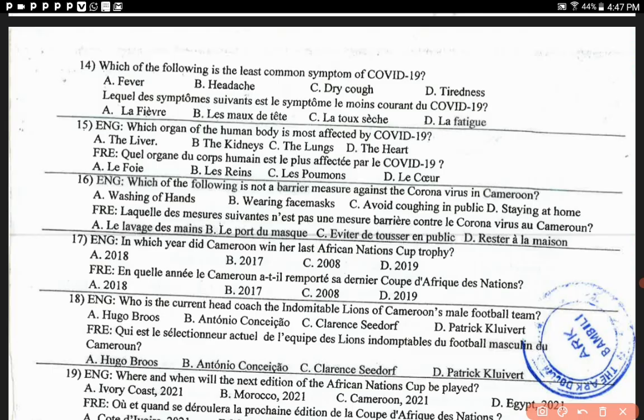So, the question reads: which of the following is the least common symptom of COVID-19? For those of you who never had COVID-19 during that time, and for those who actually had COVID-19 and got treated, what were the symptoms? The least common. All the ones you are seeing here are symptoms, but we want the least common.